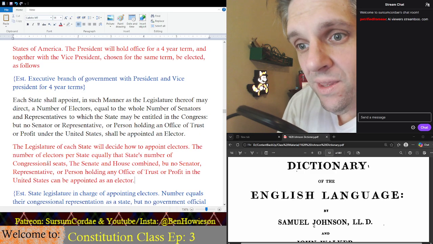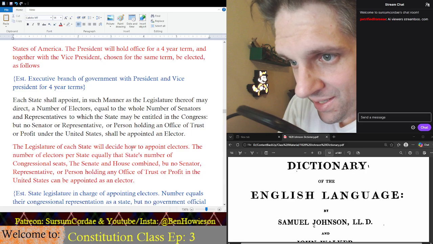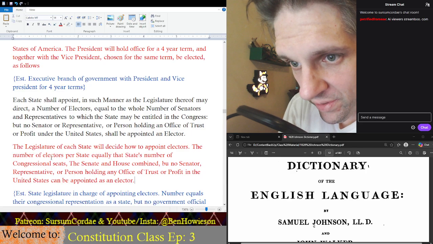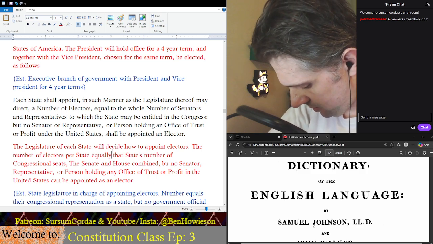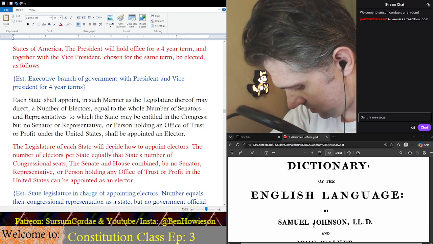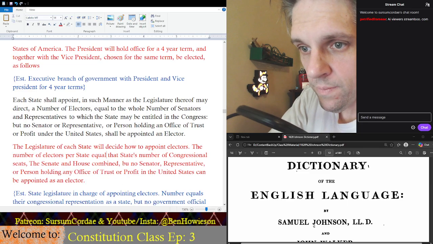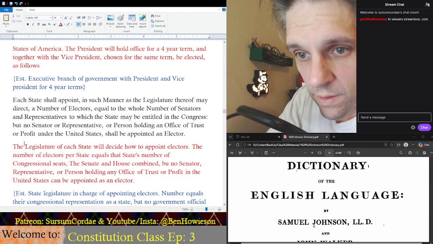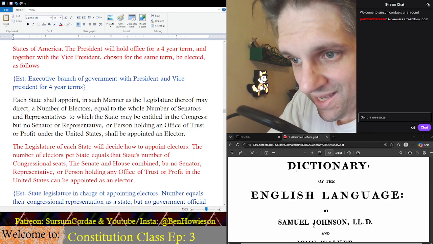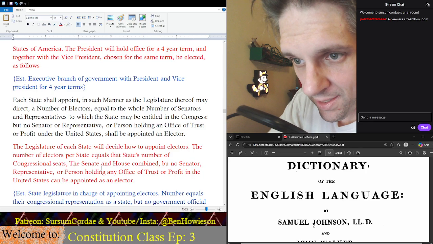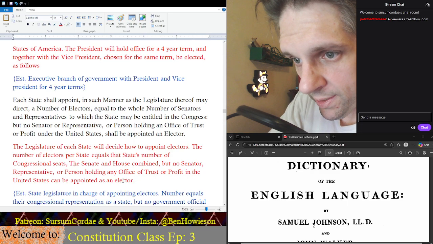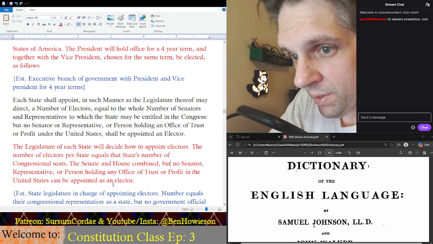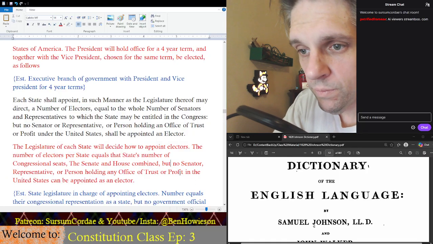So, the legislature of each state will decide how to appoint electors. The number of electors per state equals that state's number of congressional seats, the Senate and House combined. But no senator, representative, or person holding any office of trust or profit in the United States can be appointed as an elector. Pretty straightforward.